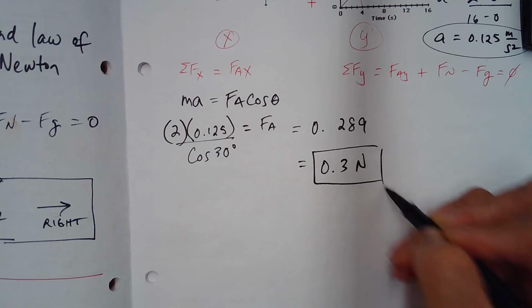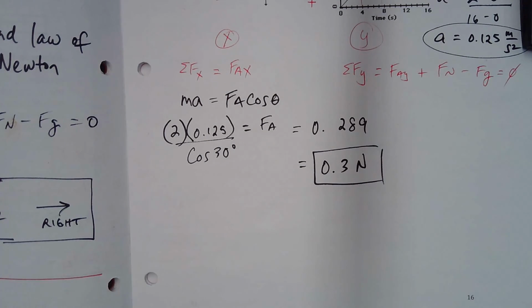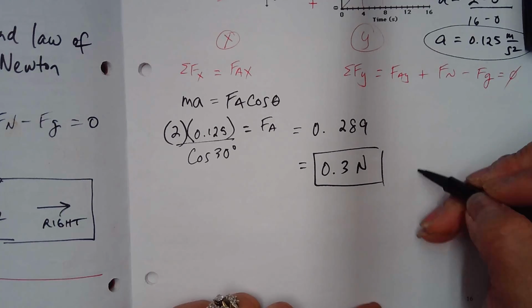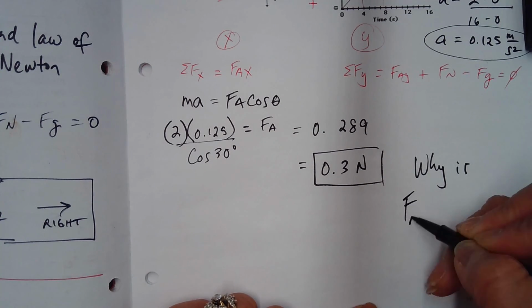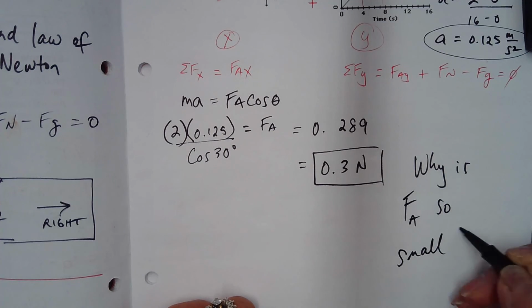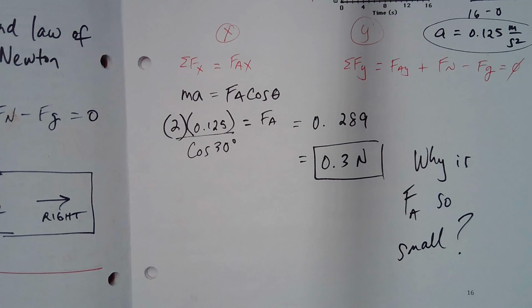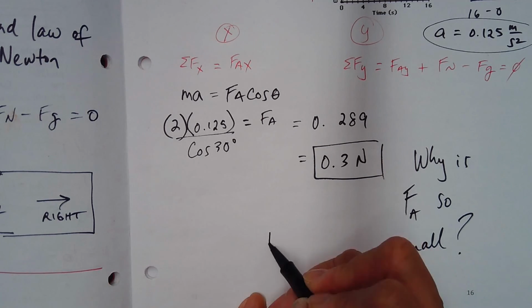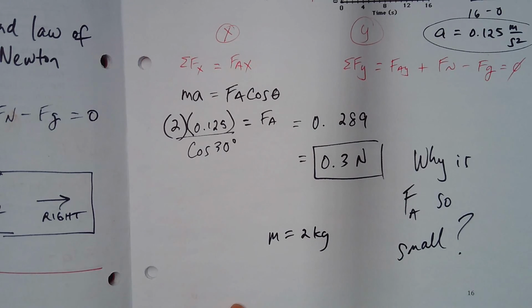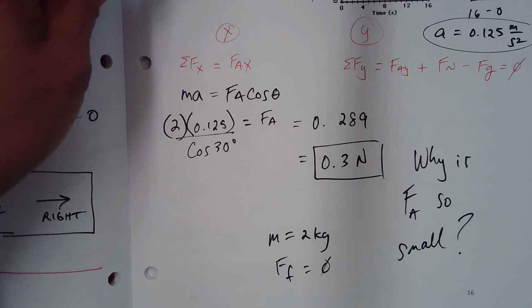Yeah. And why is the Fa so small? Again, you look at your numbers and you go, what? That's it? 0.3 newtons? Why is it so small? Well, first of all, mass is 2 kilograms, not that much. But the more important thing is that the friction is 0. As a matter of fact, if there is no friction, let's say you actually can have a grip. You're standing and you can have a grip to actually pull something, right? You are able to move anything. Doesn't matter how heavy that is.